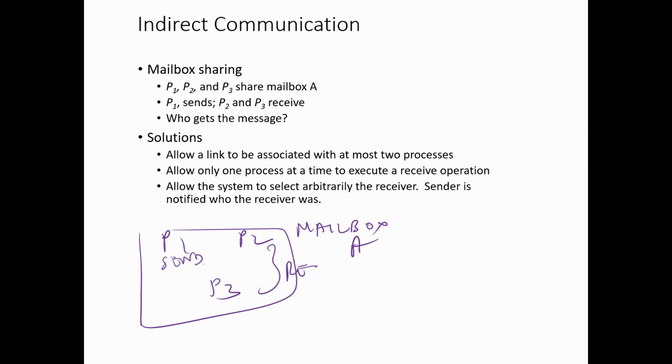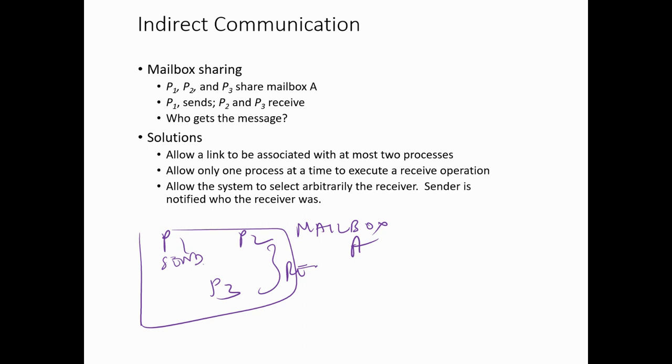This is a very important case, guys. I can allow only one process at a time to execute the receive operation, and allow the system to select the receiver arbitrarily. The sender is notified who the receiver was. If I select P2 as the receiver at a particular time T, then P1 gets to know that P2 is the receiver.